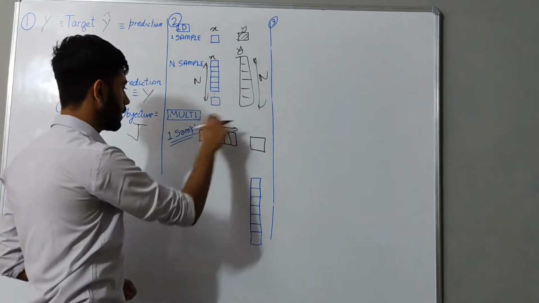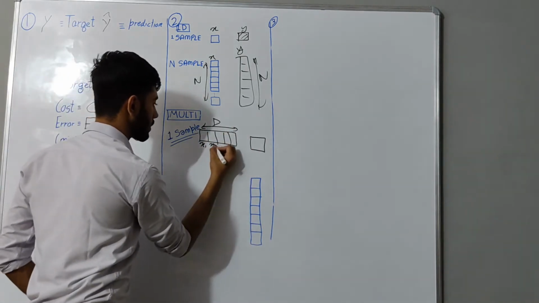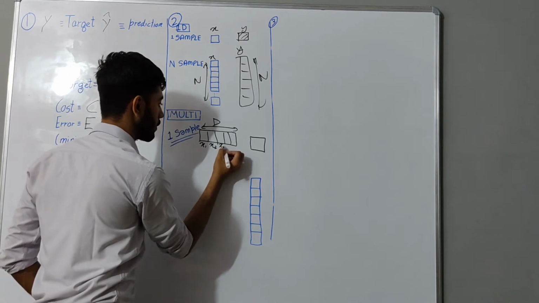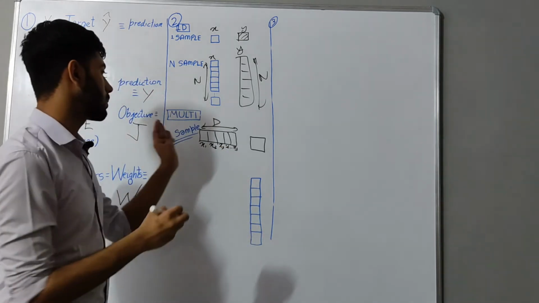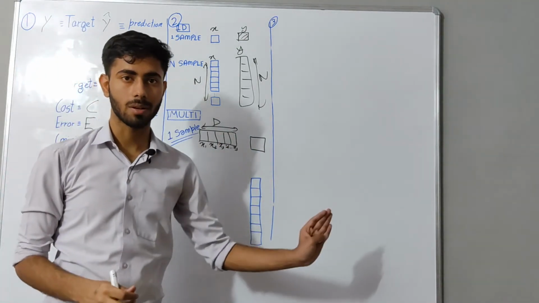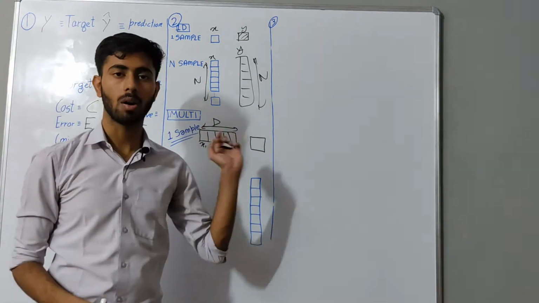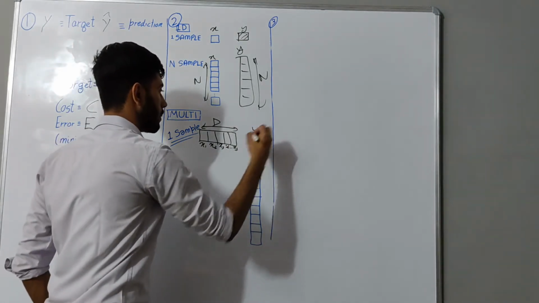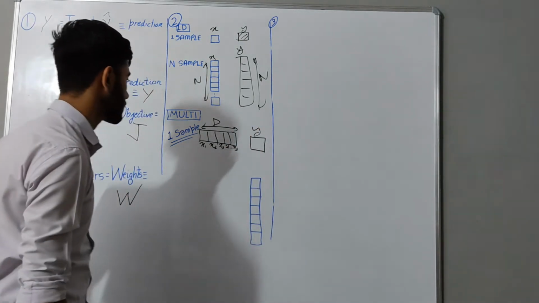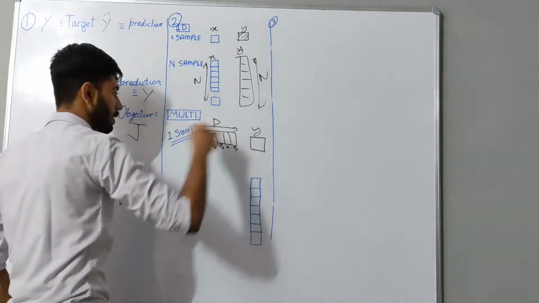Here in d, this can be the x1 feature, this can be the x2 feature, this can be the x3 feature, this can be the x4 feature, and so on. This can be the xd feature, and on the basis of these d features, I have to find y, my target or my actual value. And this was the case of one sample.